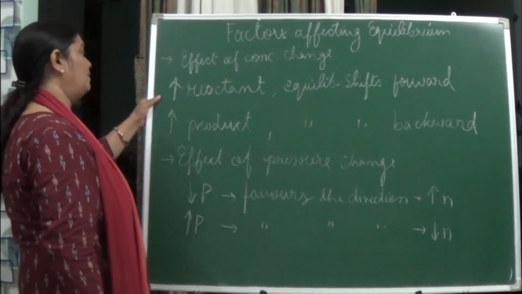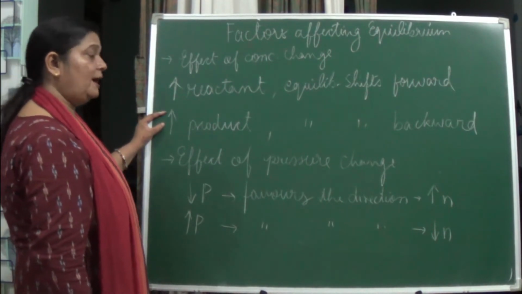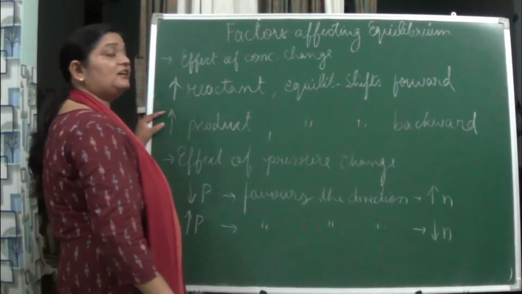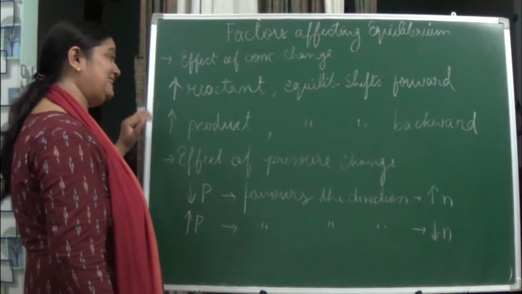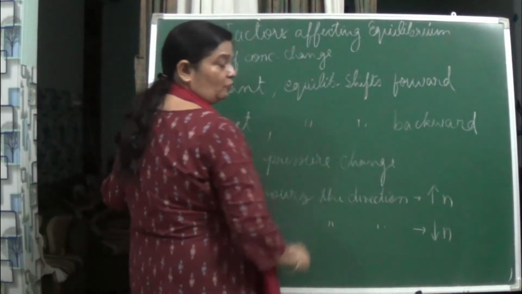Now if the concentration of the product is more, what happens? Equilibrium shifts in the backward direction. If the concentration of the product is less, then what happens? Equilibrium shifts in the forward direction.